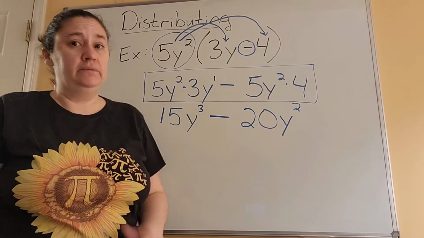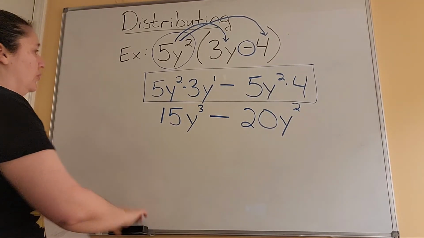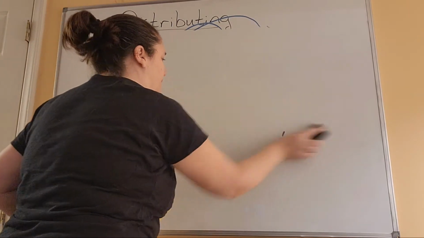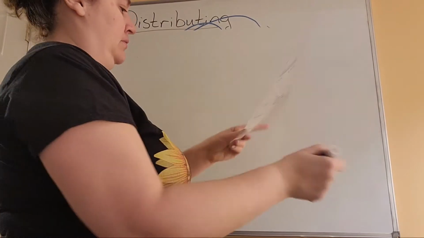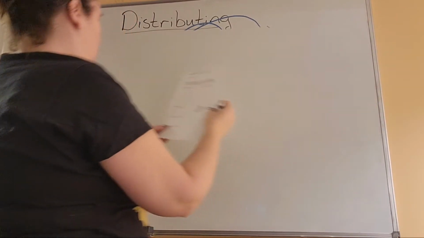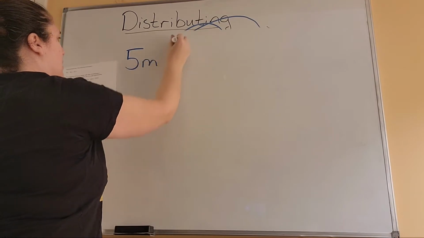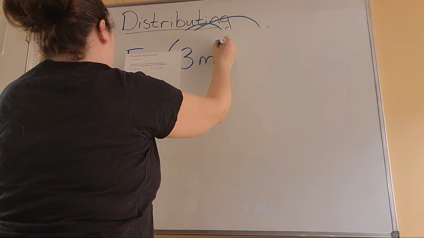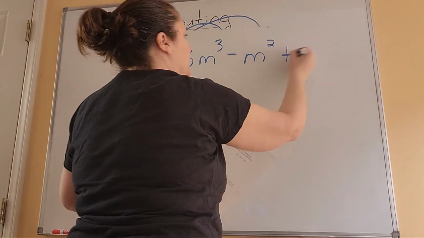It might help. Let's do one more problem like this. Let's do a longer one, and then we'll get into our actual topic for today. Let's see. Oh, here's a good one. Let's distribute 5m times 3m to the 3rd power minus m squared plus 8.